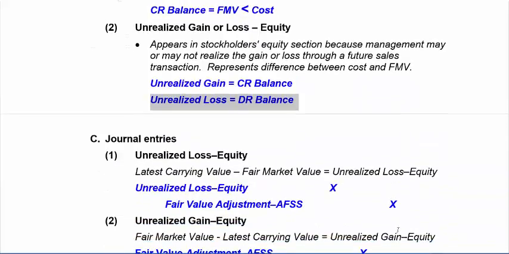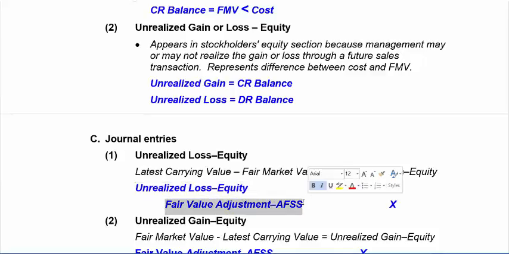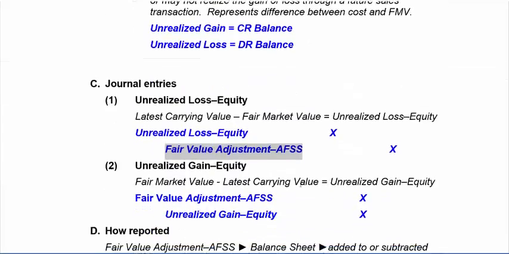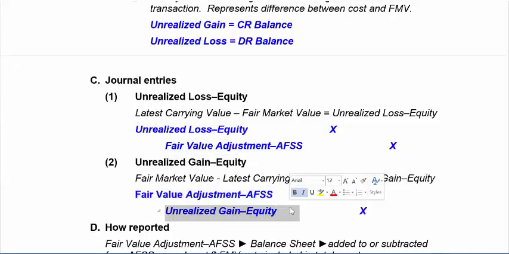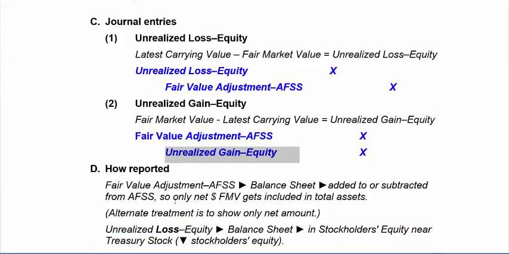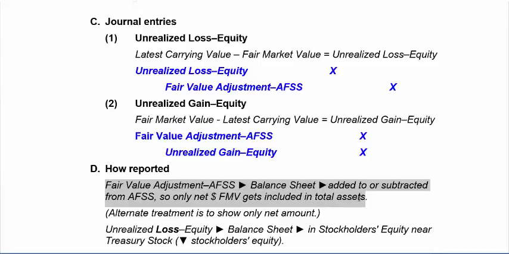So journal entries: if you have an unrealized loss, debit unrealized loss equity, and credit fair value adjustment, available for sale securities. And if you have an unrealized gain, debit fair value adjustment, and credit unrealized gain, equity. So that fair value adjustment, you'll find it on your balance sheet. It makes your available for sale securities come up to whatever their fair market value is, or down to whatever their fair market value is.